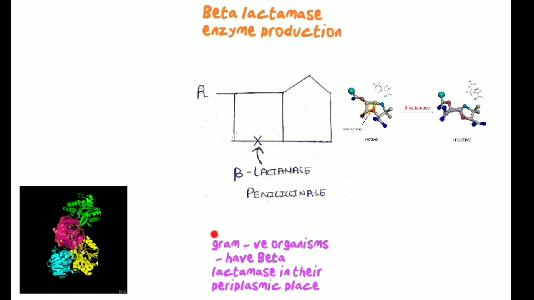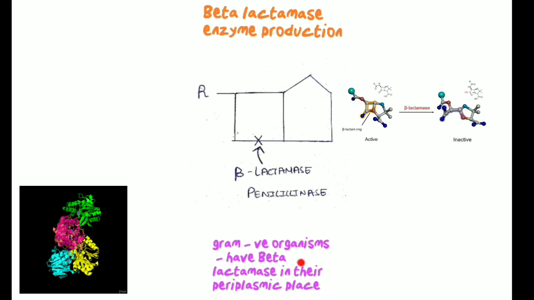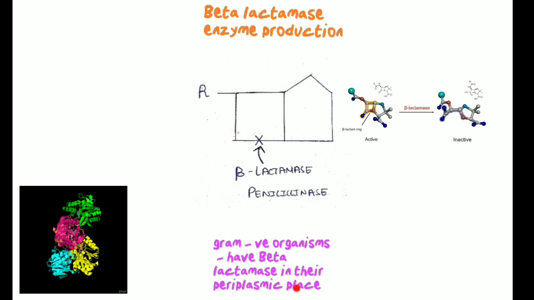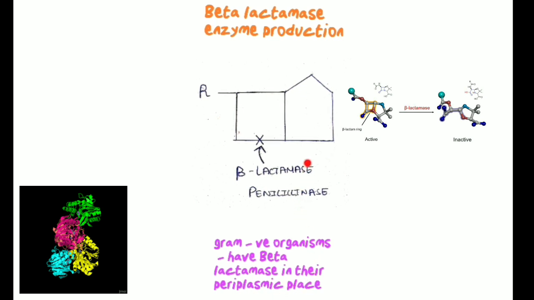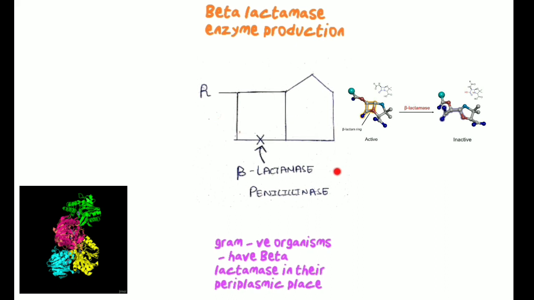It is seen in gram-negative organisms as well as gram-positive organisms. In gram-negative organisms, the beta-lactamase is present in their periplasmic space. You know where the periplasmic space is. So once the penicillin gets into the periplasmic space, it will get disrupted or distorted by the beta-lactamase present in that place.